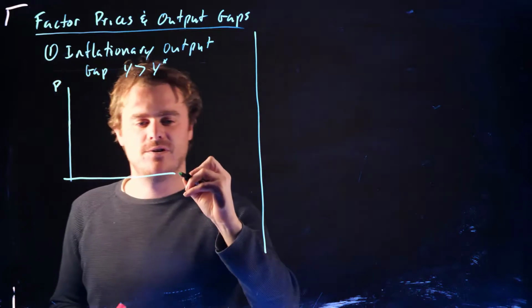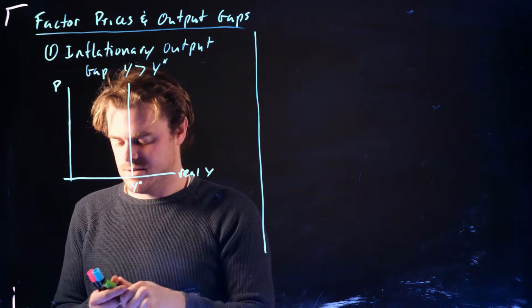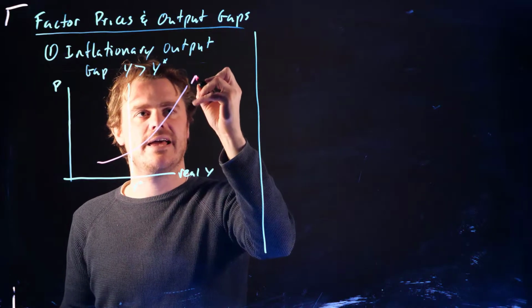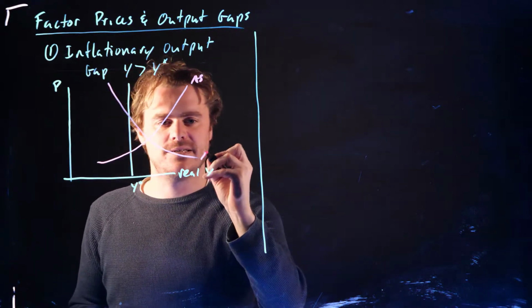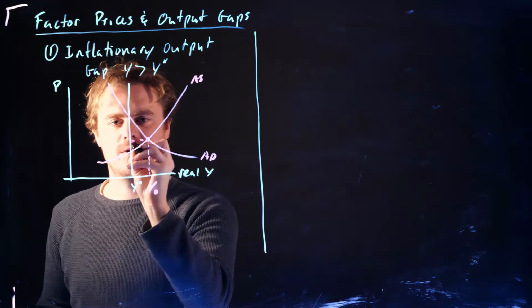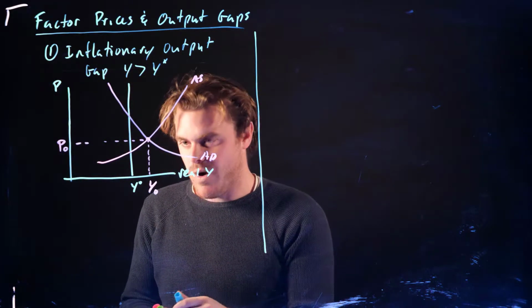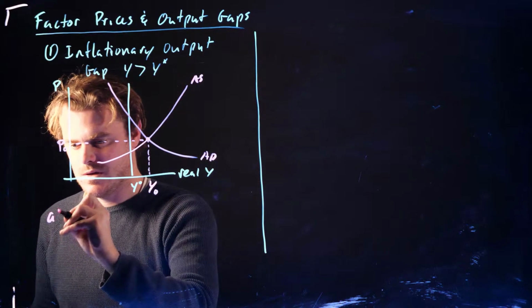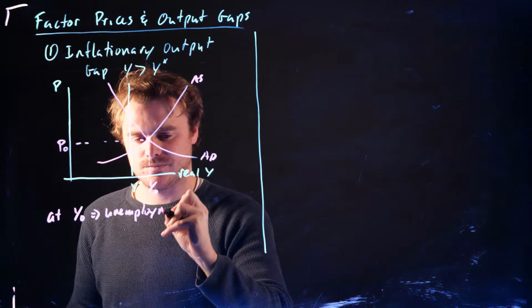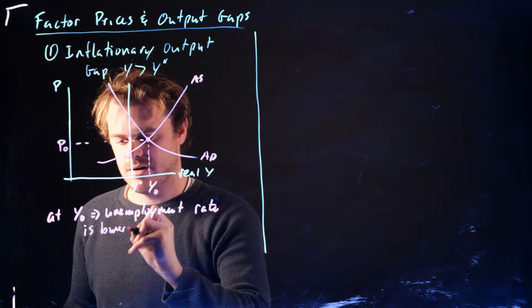So we have this price level and real Y. Here's our Y star. We have an inflationary output gap, which means our AS curve and our AD curve have to meet to the right of this Y star. So maybe we'll call that Y0 and P0. So at Y0, the unemployment rate is lower than the natural rate.